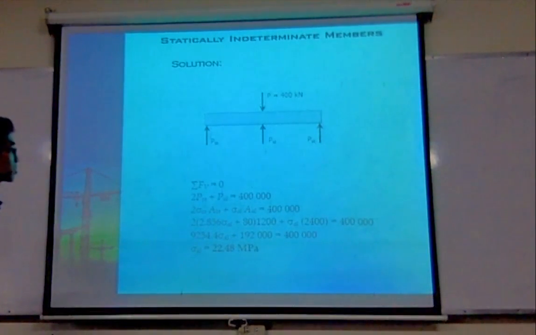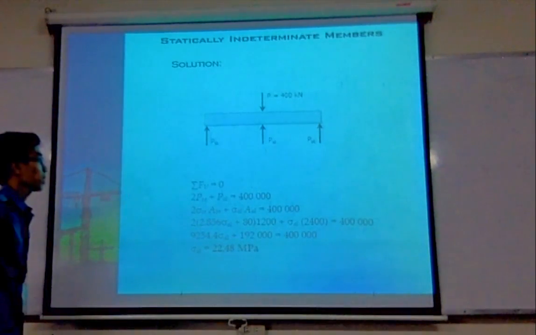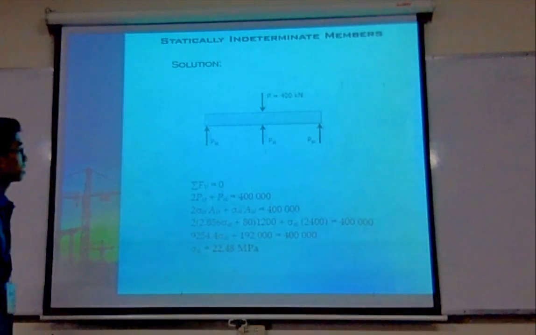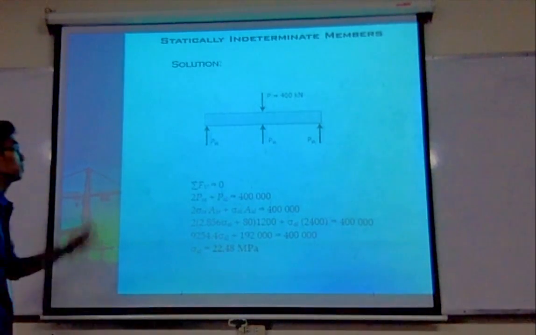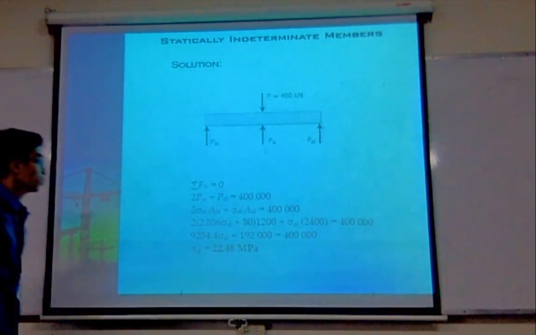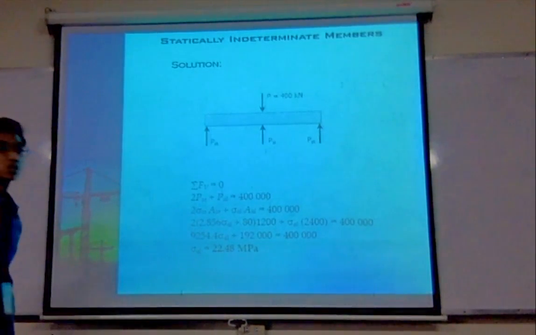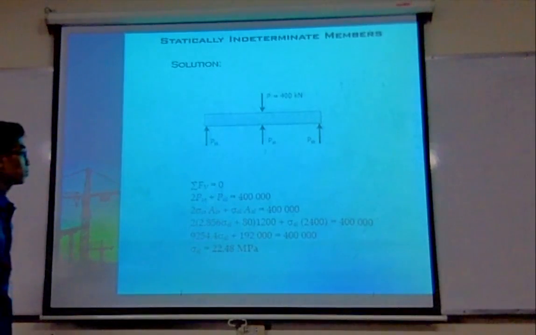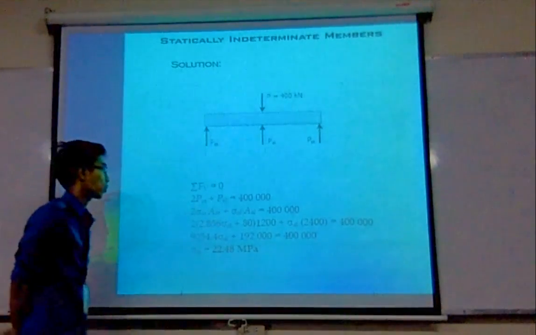Now we will use the summation of forces along Y. We have two forces along the steel rods and one force of the aluminum, equal to 400 kilonewtons, which is 400,000 newtons. And using the formula of force, which is stress times the area, we come up with this equation.